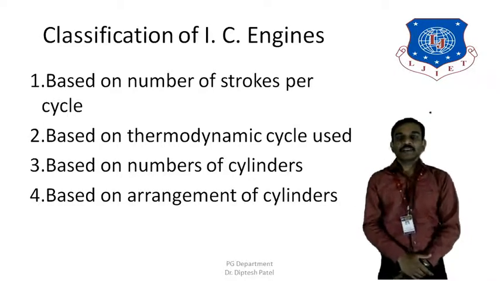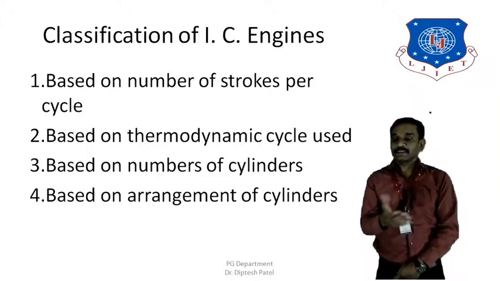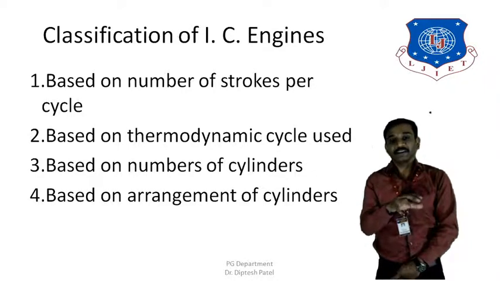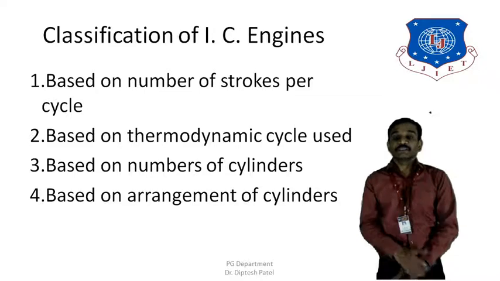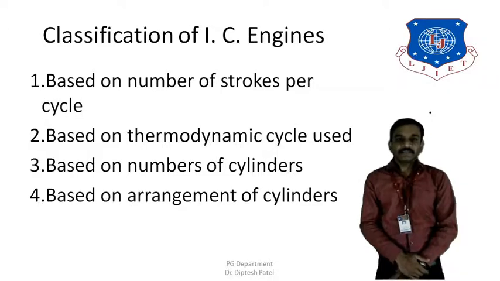Then the fourth classification is based on the arrangement of the cylinders. The cylinder arrangement can be different for different types of engines, based on the area that is available and the number of cylinders that we have. So it could be a V shape or an in-line cylinder arrangement.